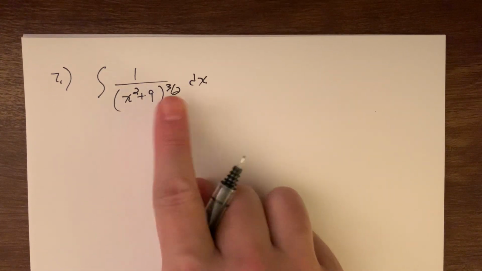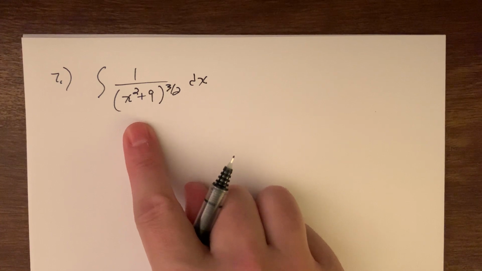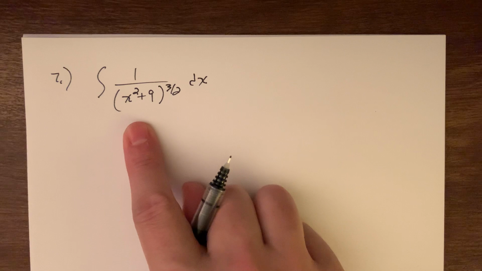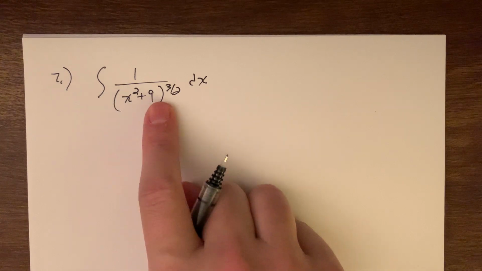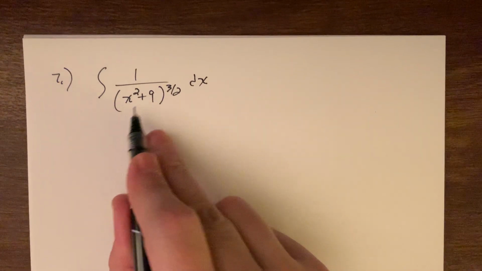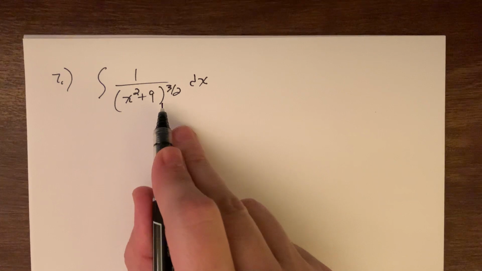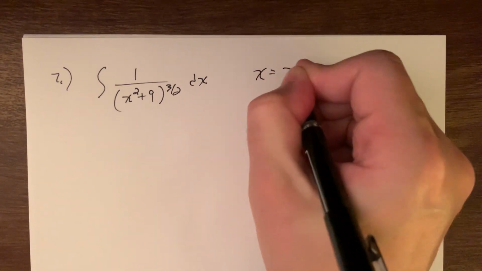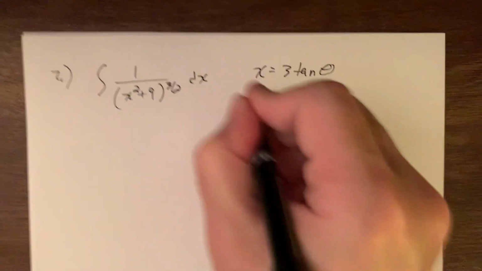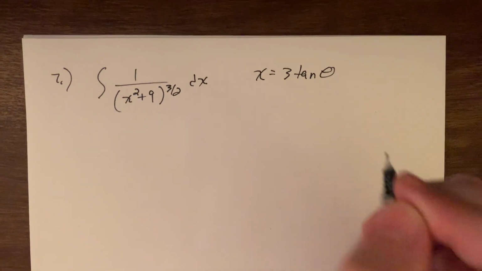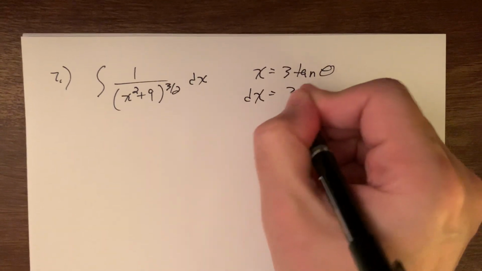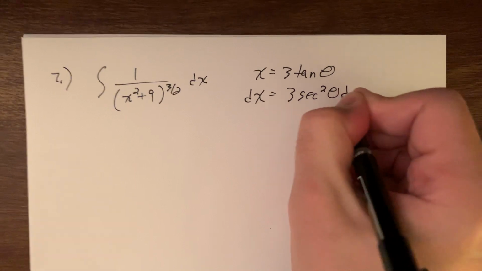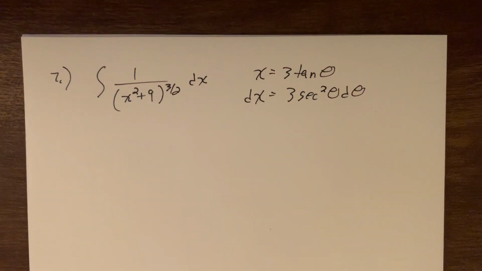Plenty of conversation about the 3/2, recognizing it's a square root. The big change here, we're no longer using x equals a sine theta. We're not in the a squared minus x squared form. We're in the x squared plus a squared form. And whether it's x squared plus 9 or 9 plus x squared, same thing. Now we will use x is a tangent of theta. So dx will be 3 secant squared.